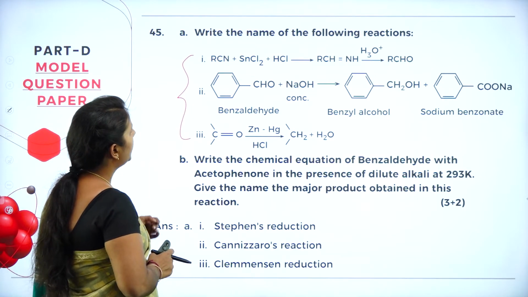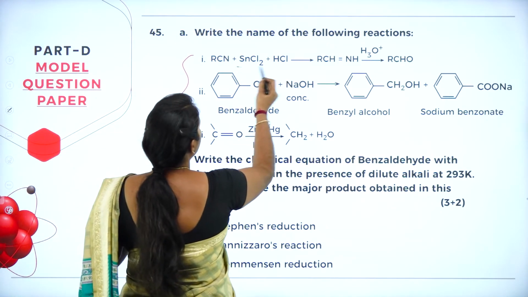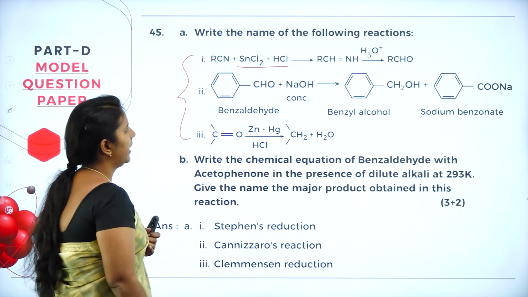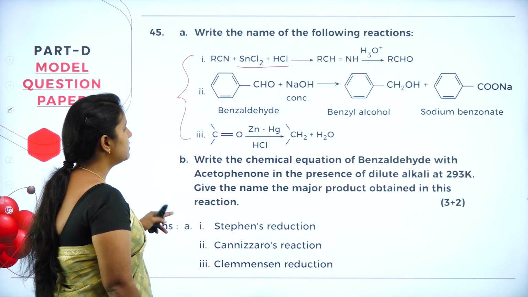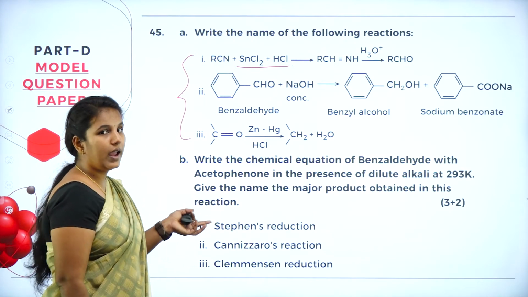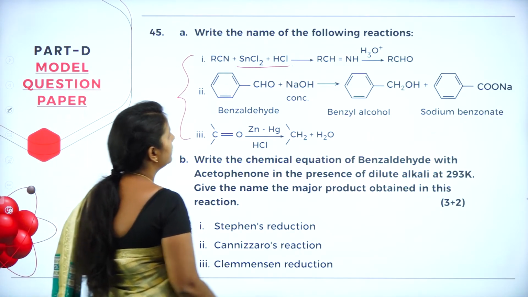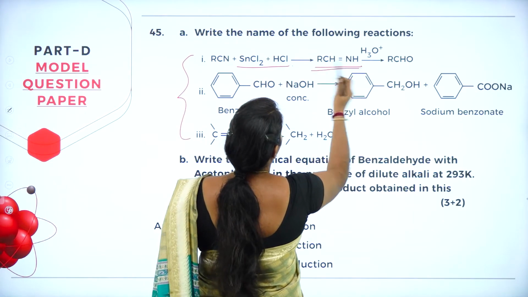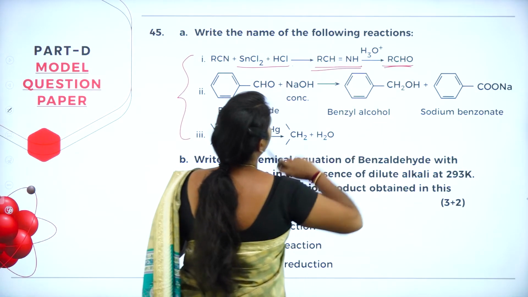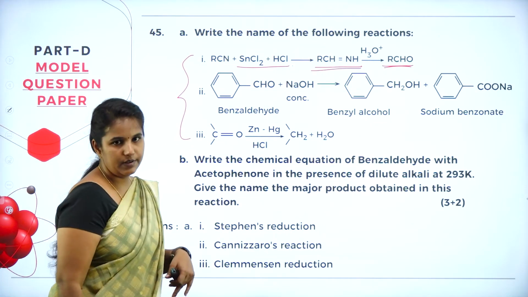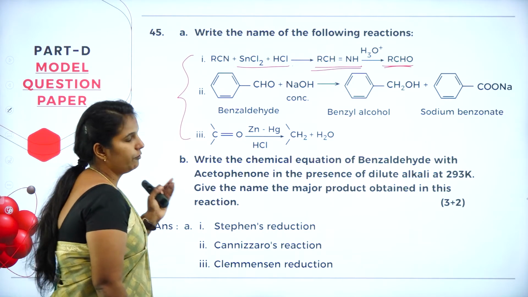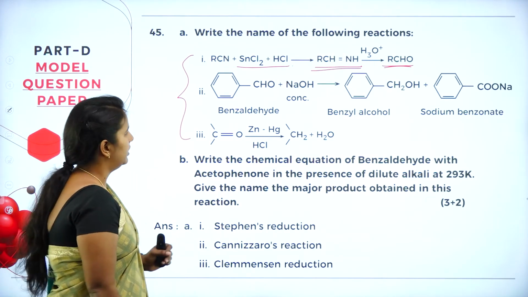So here, hope you know that this is stannous chloride which is allowed to react with HCl, and this will again react with alkyl nitrile. Okay, nitrile. It will form an intermediate product. Later it will form an aldehyde. So this is a Stephen reduction reaction.